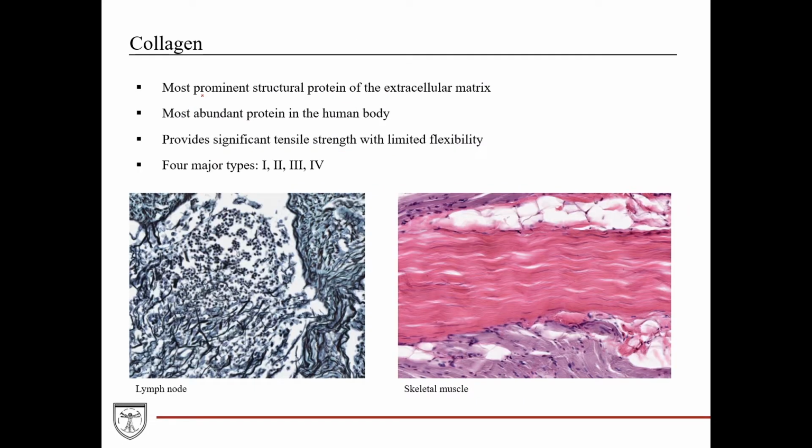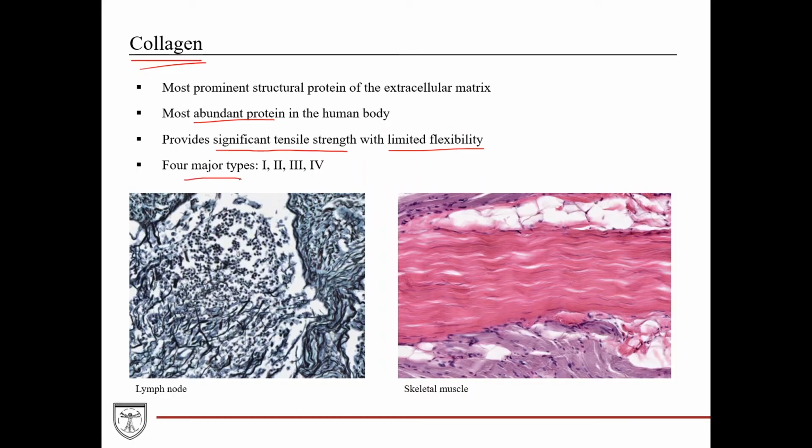So the most prominent structural protein of the extracellular matrix is collagen. And it's also the most abundant protein in the human body, which isn't too surprising because you have supportive connective tissue all throughout your body and literally almost every organ. And the reason for that is that collagen provides significant tensile strength with limited flexibility. So it's a great supportive fiber.